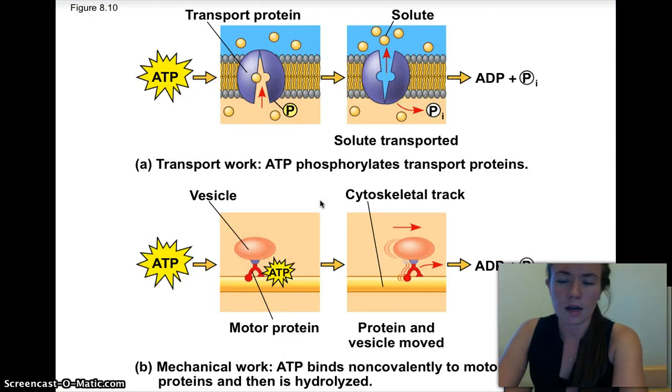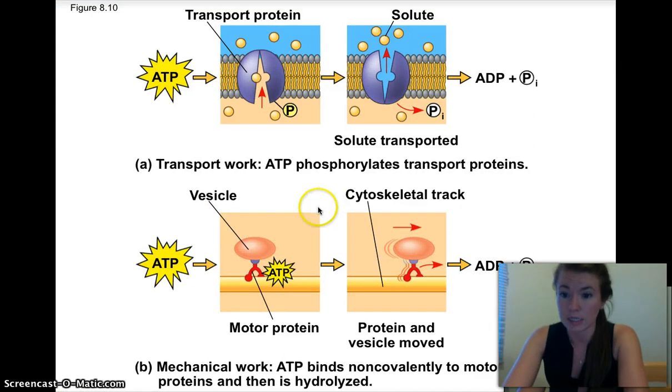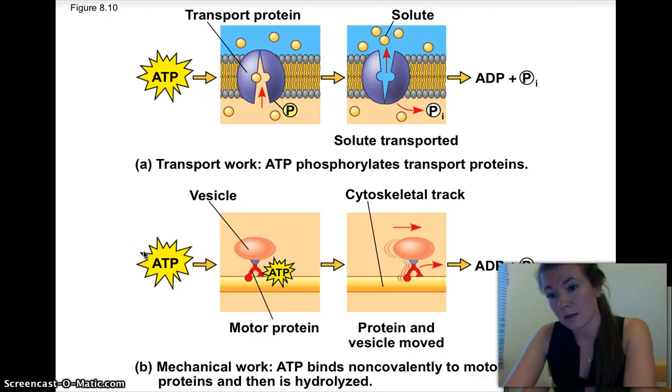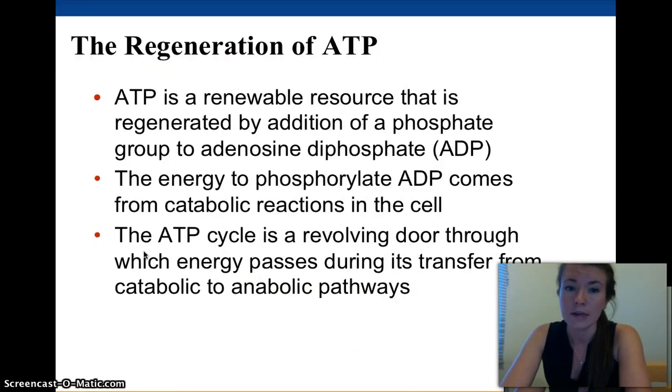So here's some other work that ATP can do. Here's ATP changing a transport protein. So we're going to talk more about this later, but basically input of ATP changes the structure of this protein and allows the solute to move across the cell membrane. Down here, this is a motor protein in a cell moving something along, and it's using ATP. But we'll get a lot more to that when we talk about things in the future.